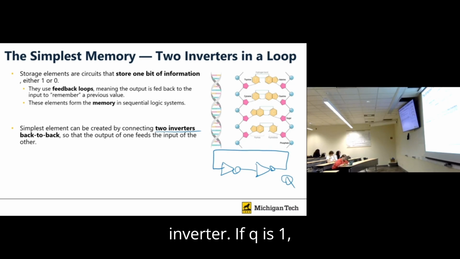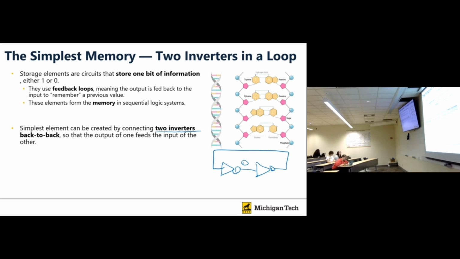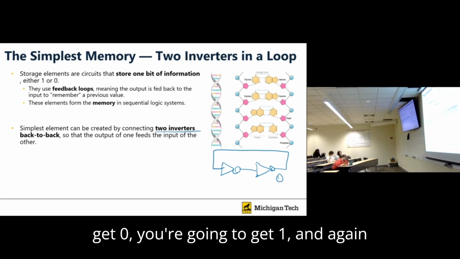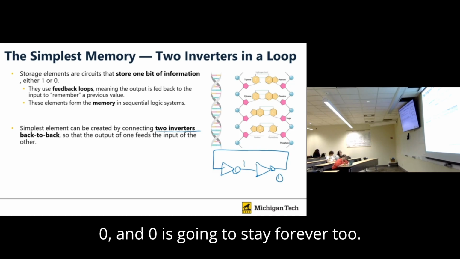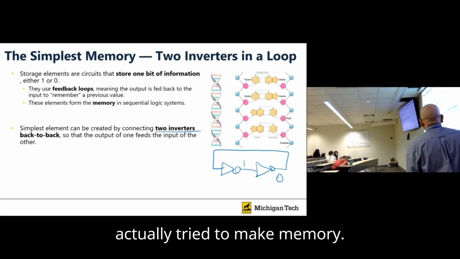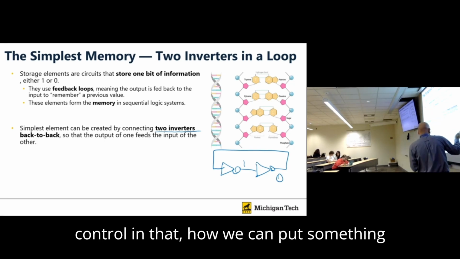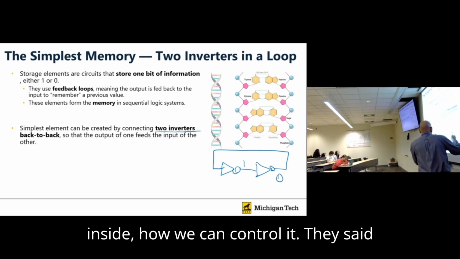Two inverters. If Q is one, you're gonna get zero and again one, and Q is always one. It's gonna stay one. And if it's zero, you're gonna get one, and again zero, and zero gonna stay forever too. This was the first actual try to make memory. It works, but the point is there's no control in that. How can we put something inside, how can we control it?